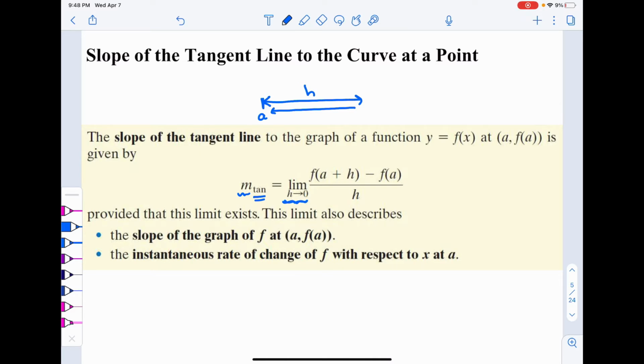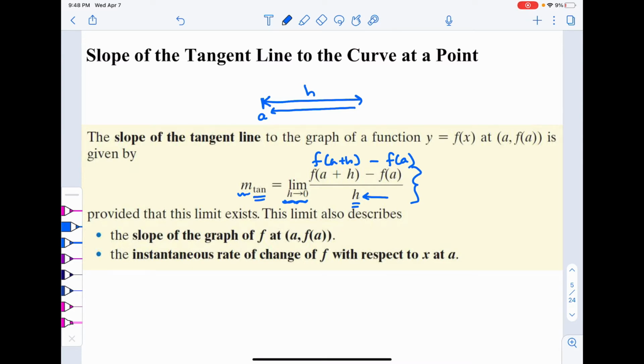But that means that in the end, we're kind of looking at dividing by 0, which is why we had to use our properties of limits. So we're going to take this formula here. We're going to have the value of the function at a plus h. We're going to subtract the value of the function at a, and then we're dividing by that h value. So it tells us, provided that this limit exists.